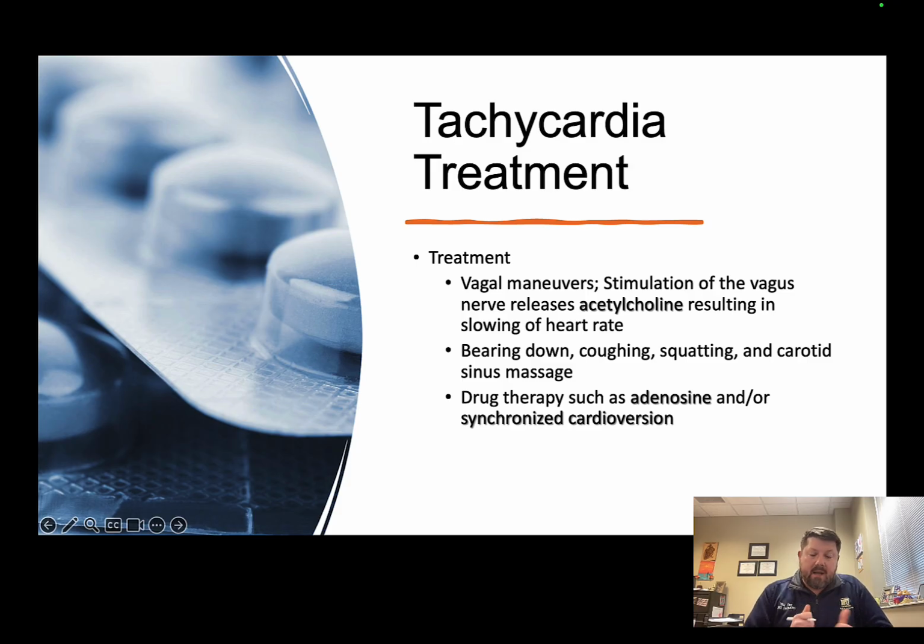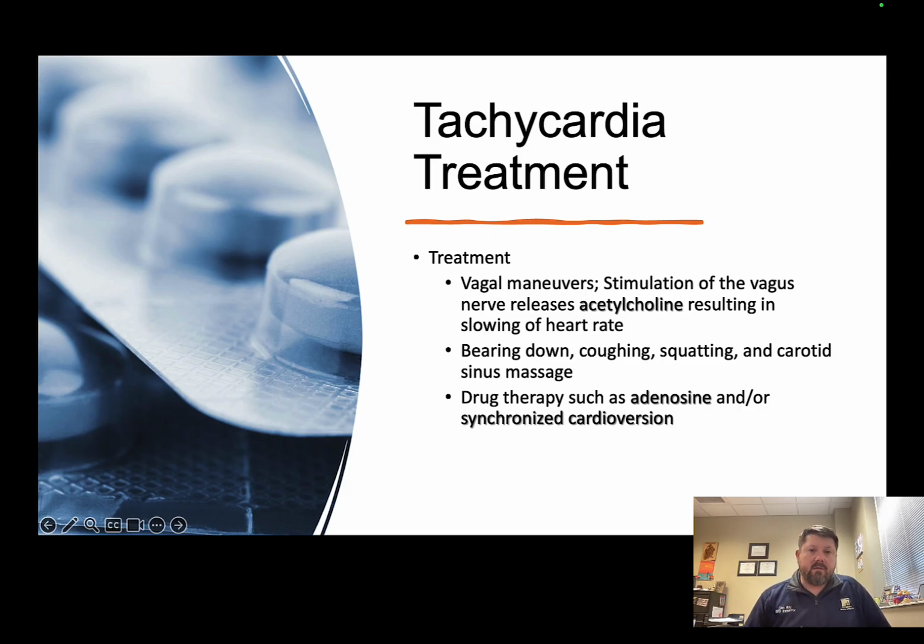But if they are hemodynamically stable, we're going to consider using vagal maneuvers. So vagal maneuvers, also called Valsalva maneuvers, are going to stimulate the vagal nerve, which releases acetylcholine, which results in slowing of the heart rate. The acetylcholine sends a message to the SA node and says, hey, slow down. This is achieved by bearing down like you're going to have a bowel movement, forcefully coughing against a closed glottis, squatting. There's even carotid sinus massage.